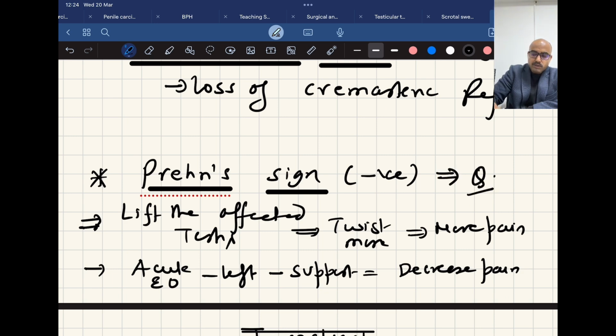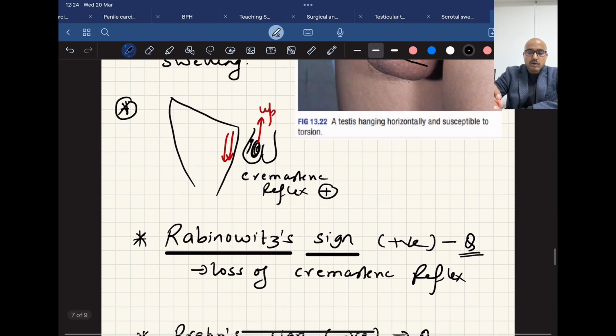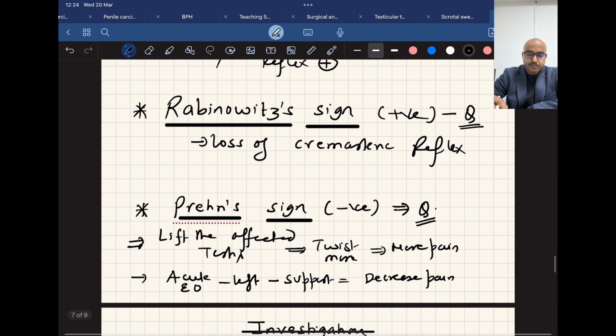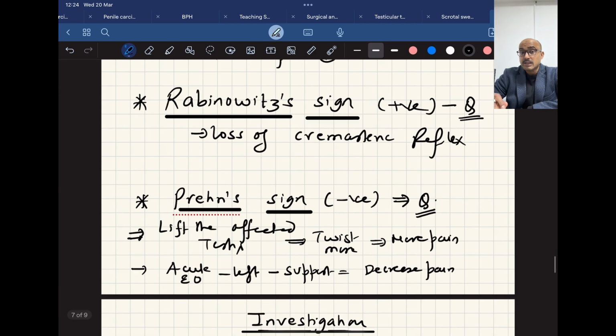And this is a very important sign. Don't forget this one. For the exam it is very important. Okay, they ask this one. So after knowing these signs, sometimes in an emergency situation, this is enough to explore the scrotum, open it and see.